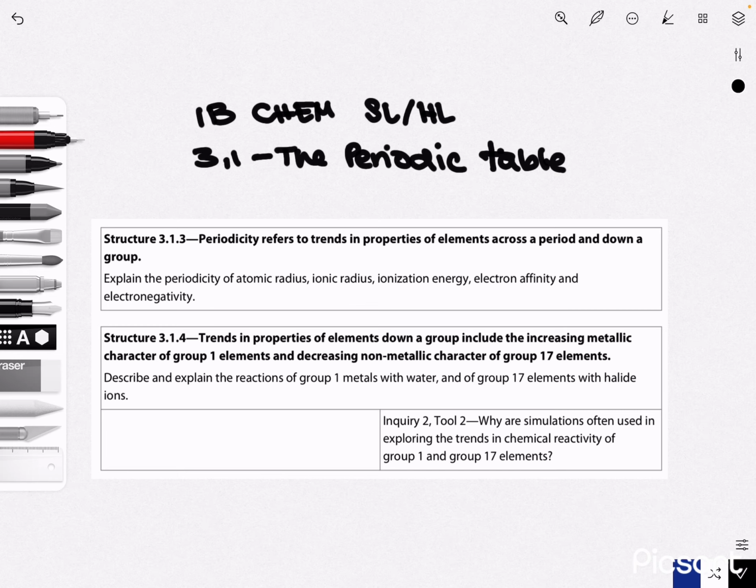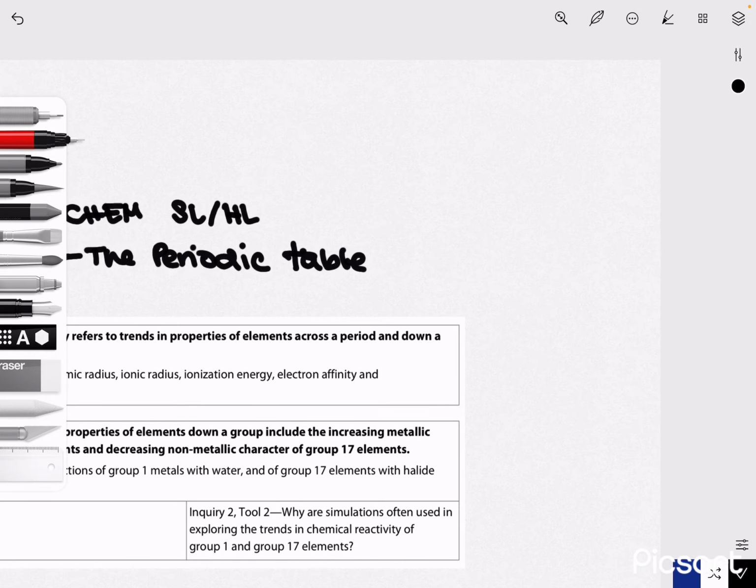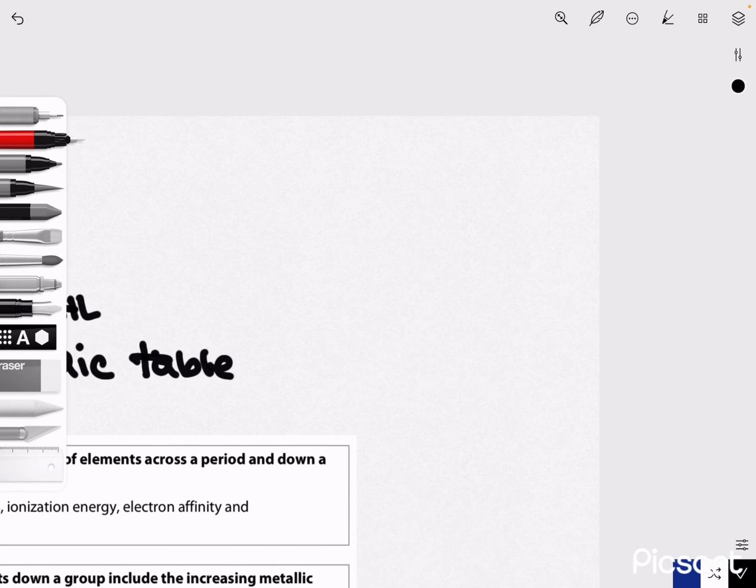It's been a week, so let's get right back into the periodic table. I'll be covering spec points 3.1.3 and 3.1.4, so let's just get right into it. Periodicity refers to trends in properties of the elements across a period and down a group. So let's start by introducing these trends.